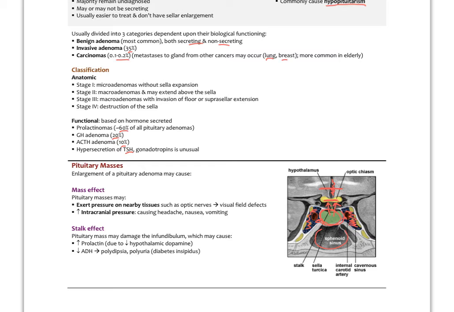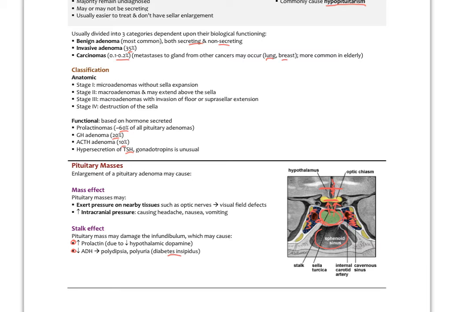But it can also compress the stalk, and that's called the stalk effect. And what happens there, paradoxically, is we actually get an increase of prolactin from the anterior pituitary because we block the dopamine from the arcuate nucleus and the hypothalamus from coming down. So basically, that results in high prolactin, and then we're going to get low ADH because we're compressing the neurons coming down from the hypothalamus to the posterior pituitary, and that can result in diabetes insipidus. So high prolactin and diabetes insipidus would be results of the stalk effect.